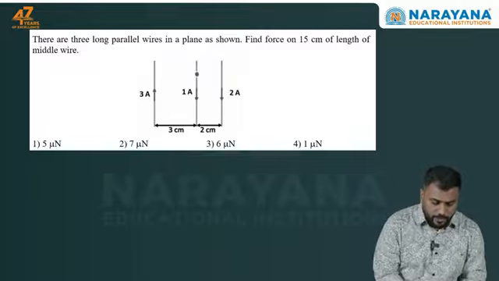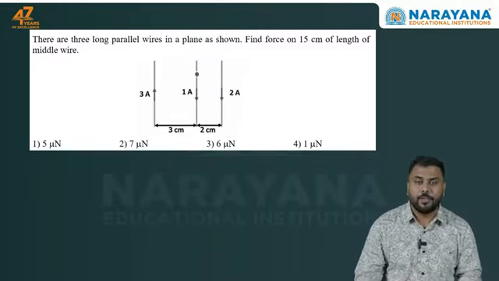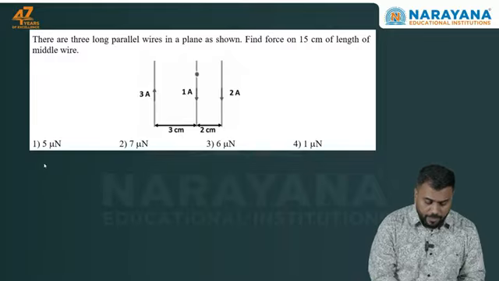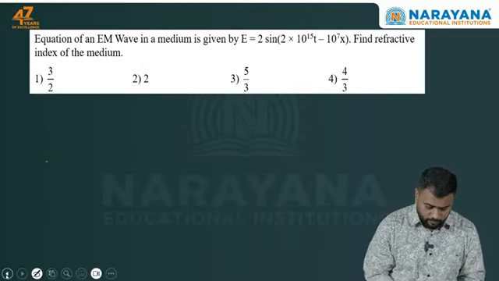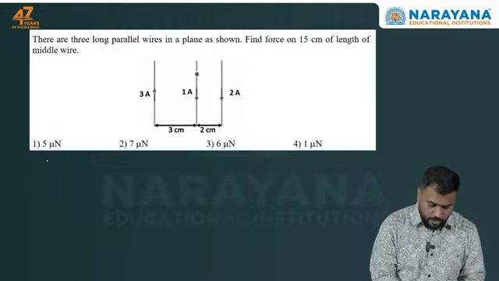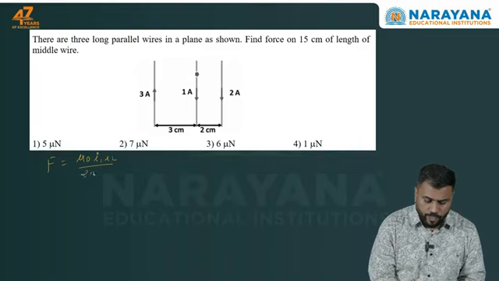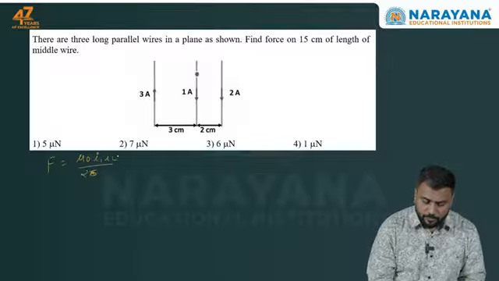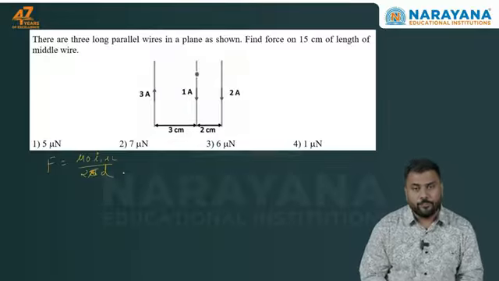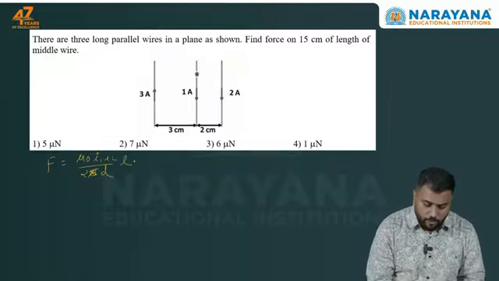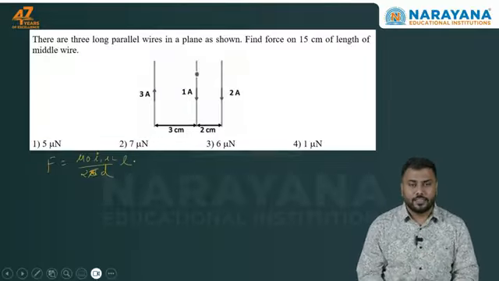You must know that the force experienced per unit length of a wire is given by the formula mu naught I1 I2 by 2 pi d, where d is the distance between the wires. This force is per unit length. You have to multiply the length L of the wire in this.